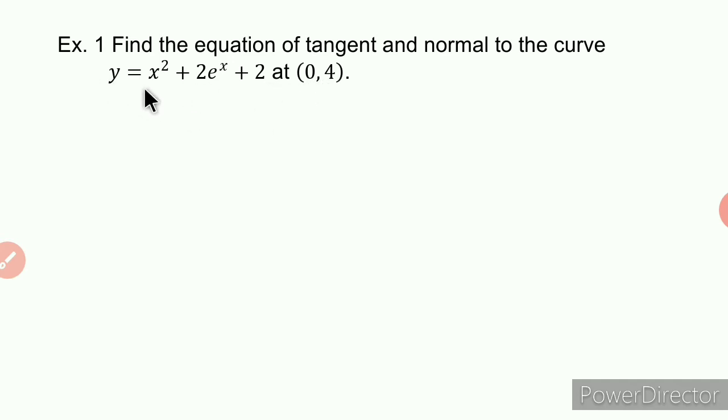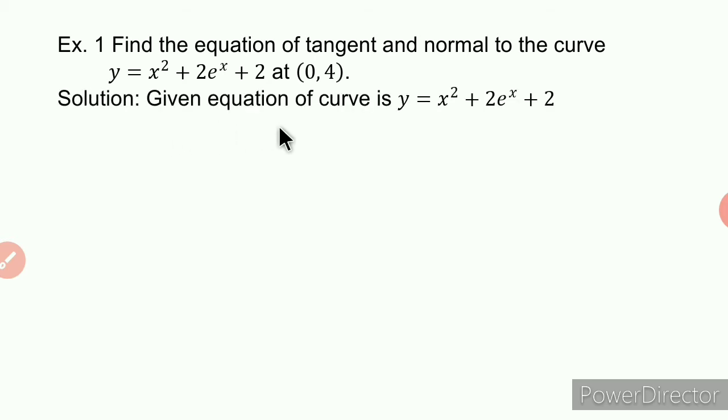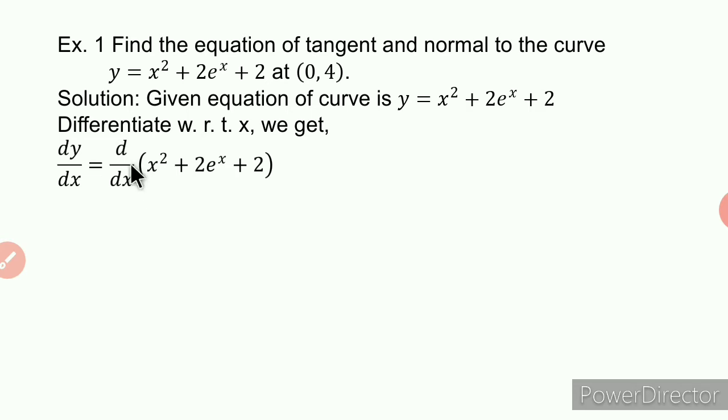Now here in the solution, given equation of curve is y is equal to x square plus 2 e raised to x plus 2. Now differentiate this with respect to x, we get dy by dx is equal to d by dx of x square plus 2 e raised to x plus 2. If we take here the derivative, we get dy by dx is equal to 2x plus 2 times e raised to x. This is the derivative of curve.